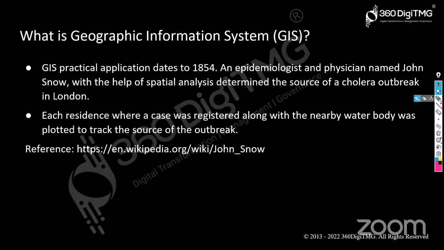So what did he do? Cholera outbreak. He tried to look at each residence, and he identified the residences where there was a death, where a case was registered. And along with this, what was the water that these residents were consuming? So the water body. These two locations were captured.